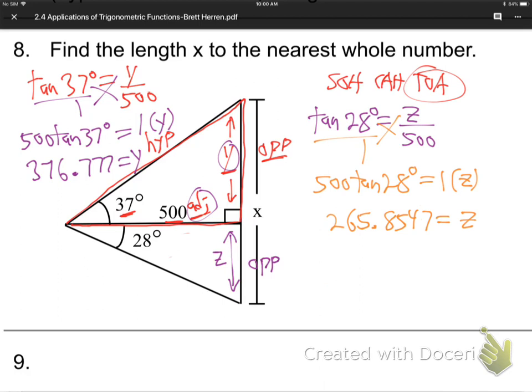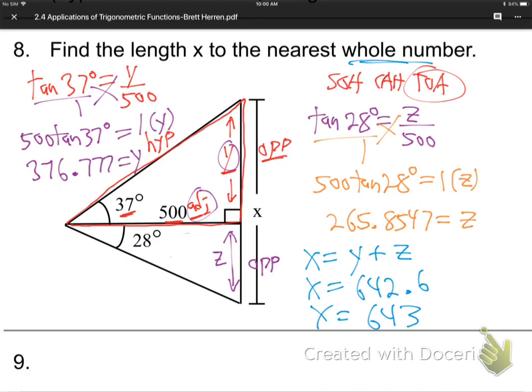And now the final answer: X will equal Y added to Z, huh? I'm getting 642. Oh, they just said whole number. Yeah, so I'm really overkilling it. Not rounding until the end, which is what we're doing. They're saying the same thing I'm saying: use a lot of accuracy till the end. 643. And there we go. Does that make sense how we did that? So it's kind of a double trig thing.